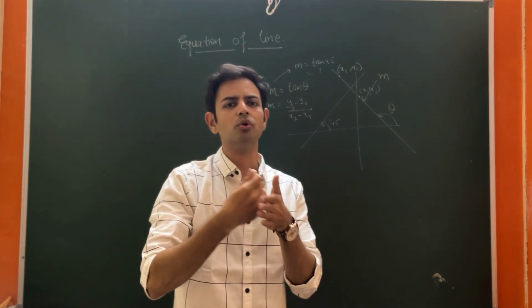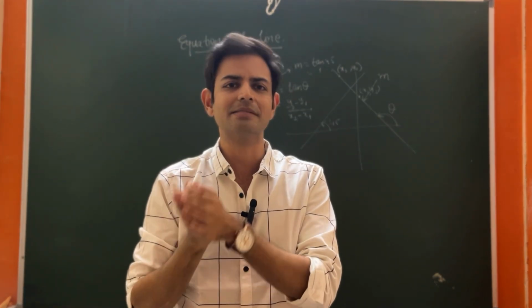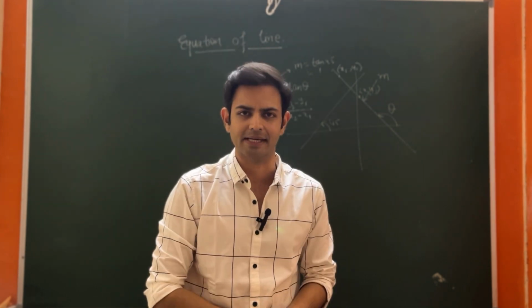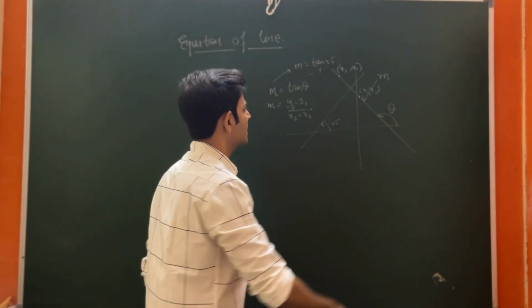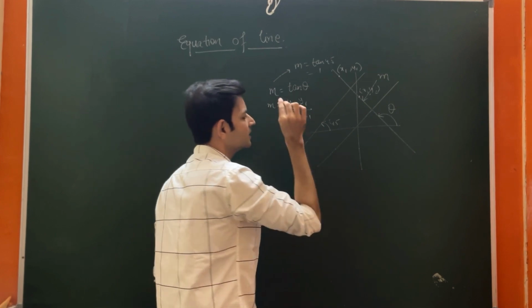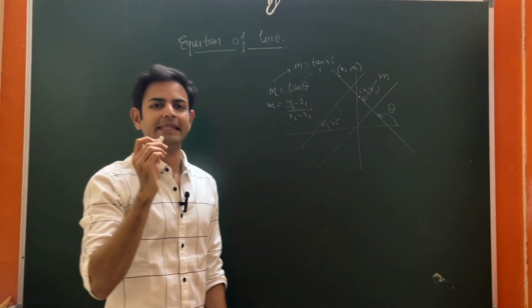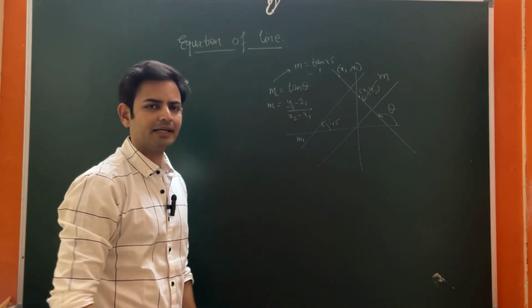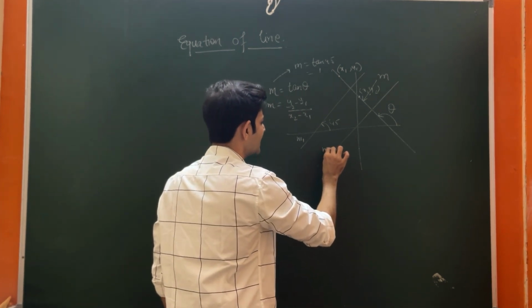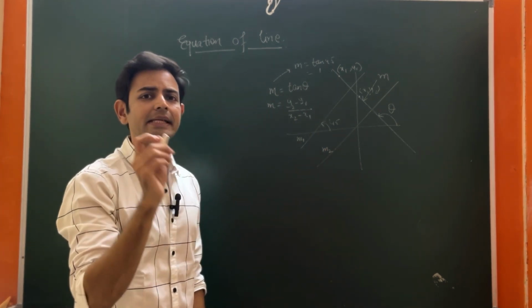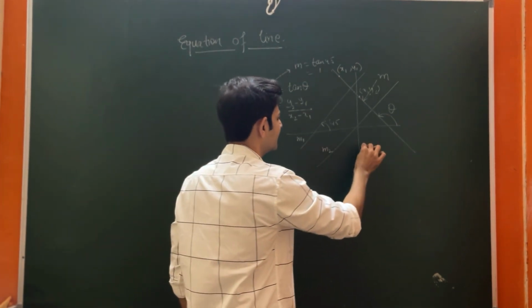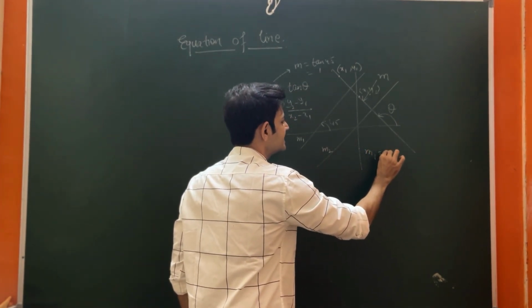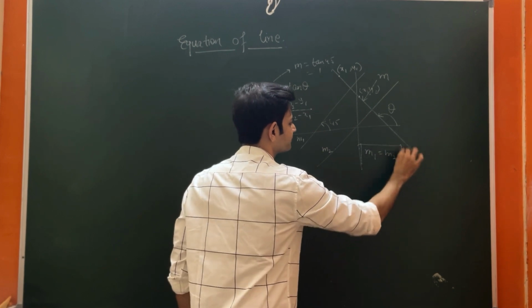Now, there are a few concepts of parallel lines, perpendicular lines and collinear lines. In case two lines are parallel to each other, then if this line has the slope m1 and this line has the slope m2, in case of parallel lines, m1 is equal to m2.